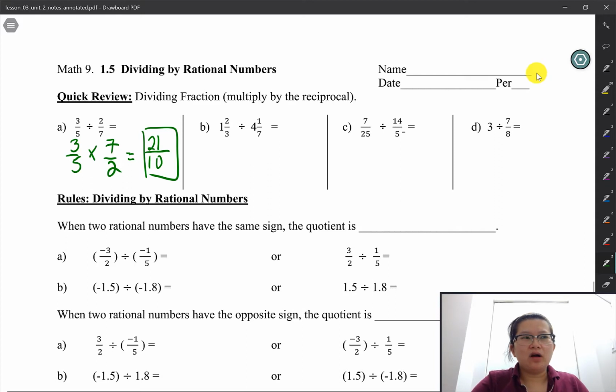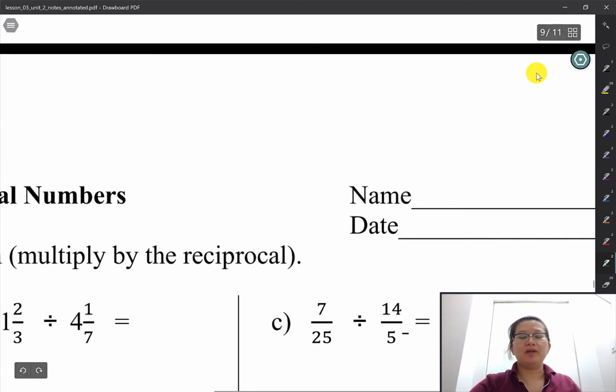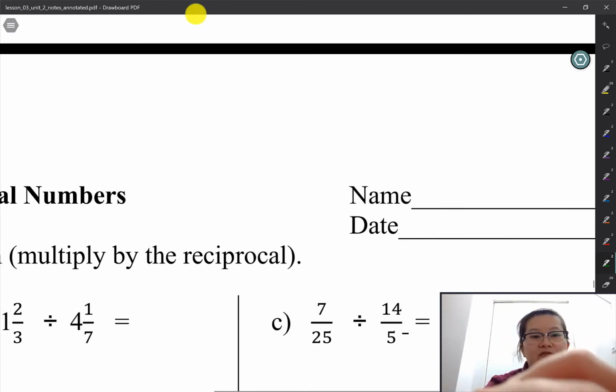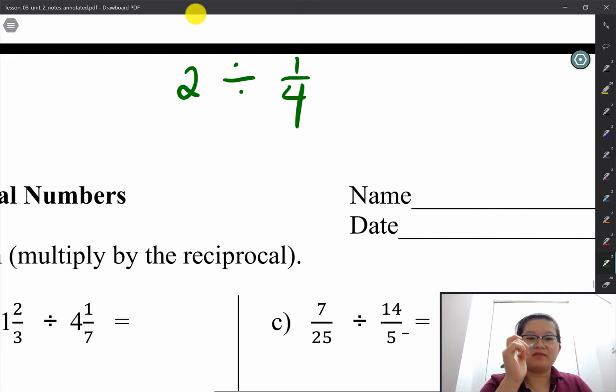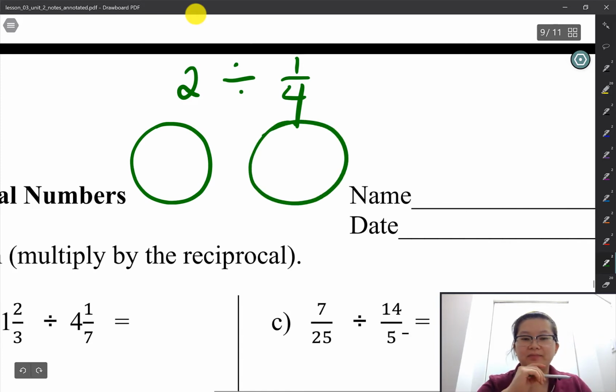You might be wondering, well, you're just telling me rules, Miss Lee, but how does it work? Why are you able to multiply by the reciprocal? Why is that the same as division? Okay, here let me give you a quick example. Let's say I'm dividing 2 by one quarter. If I represent this with a diagram, what this means is I have 2 big whole pizzas like that, and I'm going to divide them into quarter pieces. After I divide them into quarter pieces, how many pieces do I have in total?